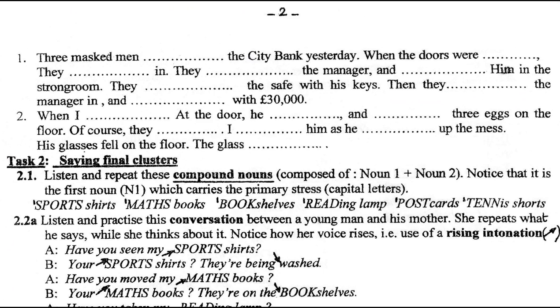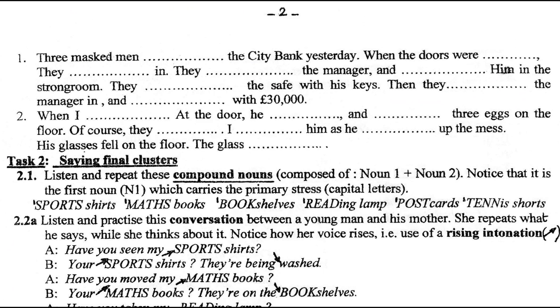Great. So, number one. Three masked men gap the city bank yesterday. When the doors were gap. They gap in. They gap the manager and gap him in the strong room. They gap the safe with his keys. Then they gap the manager in and gap with 3,000 pounds.